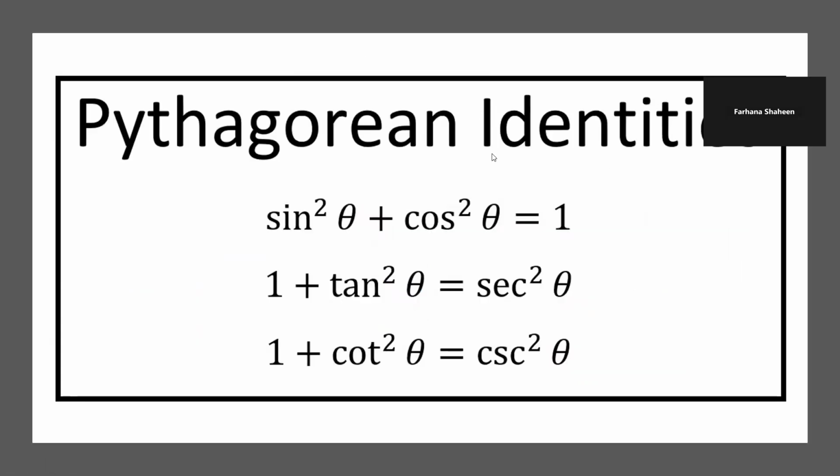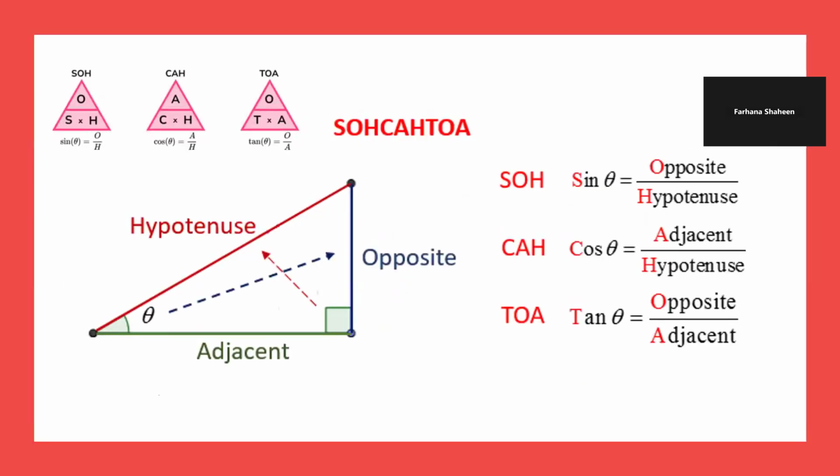Now, to discuss these basic identities, we need to go back to our right triangle where we learned about SOH CAH TOA. We all know what that is. Sine theta is opposite over hypotenuse. Cos theta is equal to adjacent over hypotenuse, and tan theta is equal to opposite over adjacent.